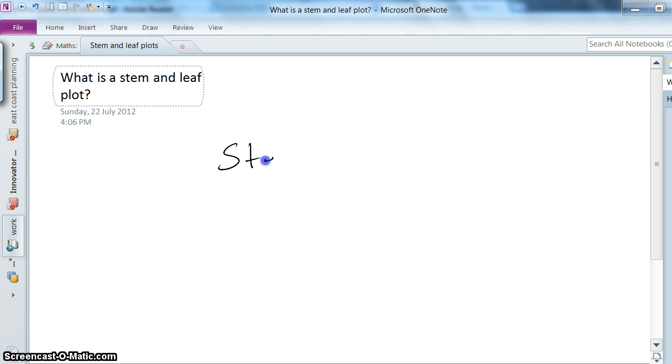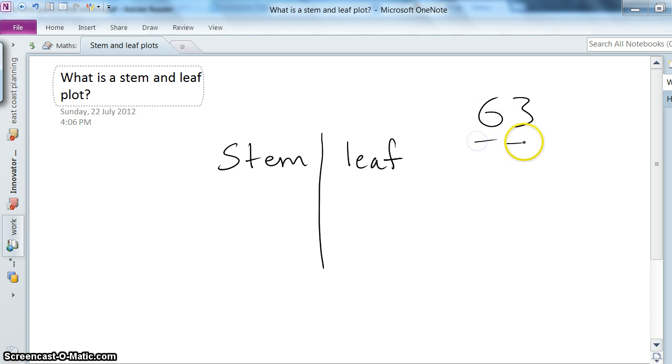You basically have a thing called the stem, and then you have the leaf, and it's a line that goes down the middle that delineates the difference between the two. Now let's say take a number here, 63. We can divide this number into its stem and leaf by separating it into its tens and then its units. So the tens part, the 60 or the 6, goes as the stem, and the units part, the 3, is the leaf. So we can put a whole bunch of numbers into this stem and leaf plot by breaking them apart into their tens component and their units component.